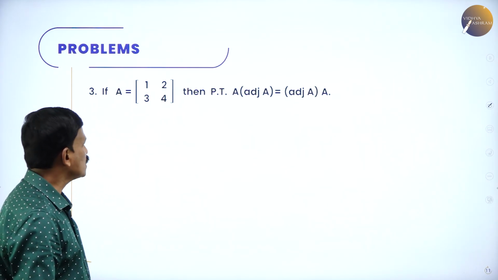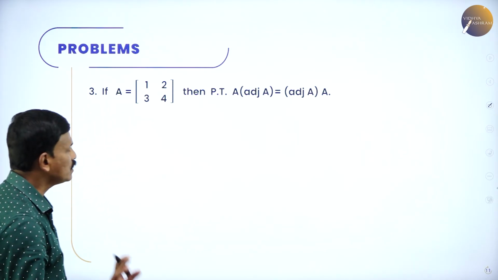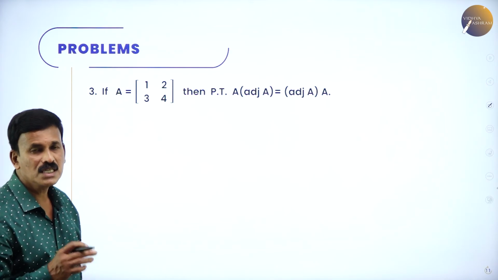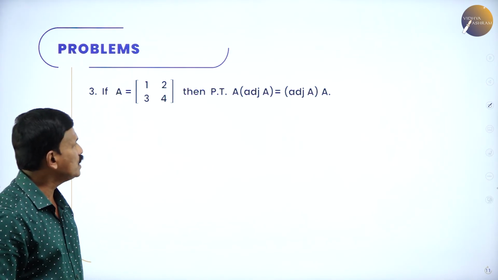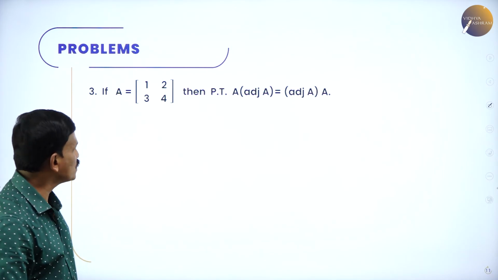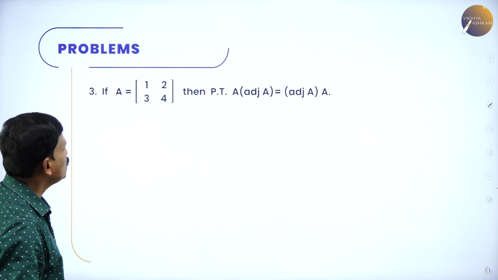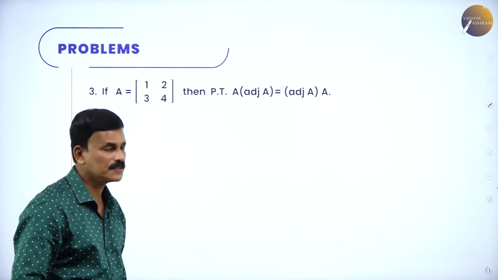Now, let us take one other type of problem. This is very important, and it is based on the property that A into adjoint of A is equal to adjoint of A into A, which is always equal to determinant of A into I. Let us verify this first. What is the property? A into adjoint of A is equal to adjoint of A into A.